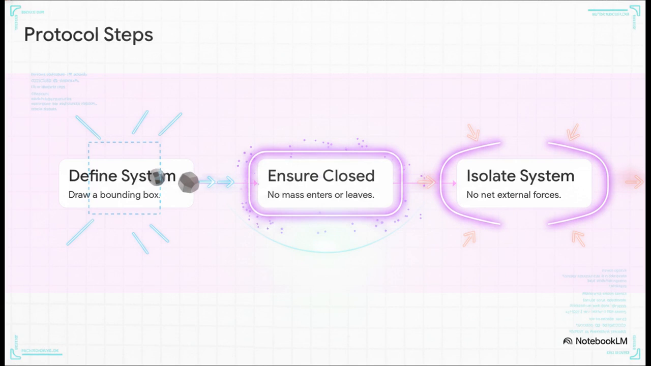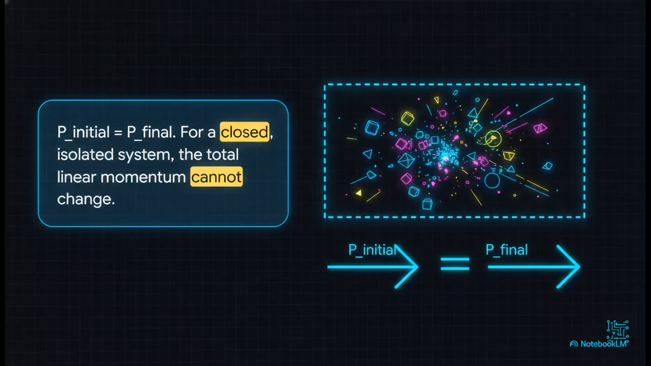If you follow those protocols perfectly, a literal mathematical magic trick happens. P initial equals P final. For a closed, isolated system, the total linear momentum cannot change. This is the law of conservation of linear momentum. What this actually means is that no matter how chaotic a crash is, inside our bounding box, no matter how many individual pieces are smashing, bending, or shattering, the total combined momentum of every single piece before the crash is exactly equal to the total combined momentum after, period.